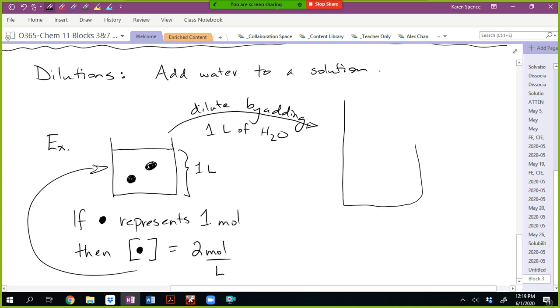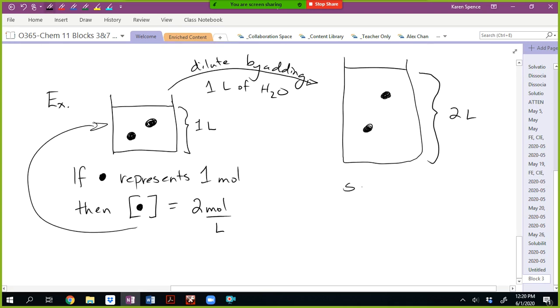So here's our beaker, and we've added an extra liter of water, so now our total volume is 2 liters. But in there, the amount of solute hasn't changed. All we've done is add water. There's no reason why there should be more or less solute. We still have those same 2 particles. Okay, so we still have 2 moles of the black dots.